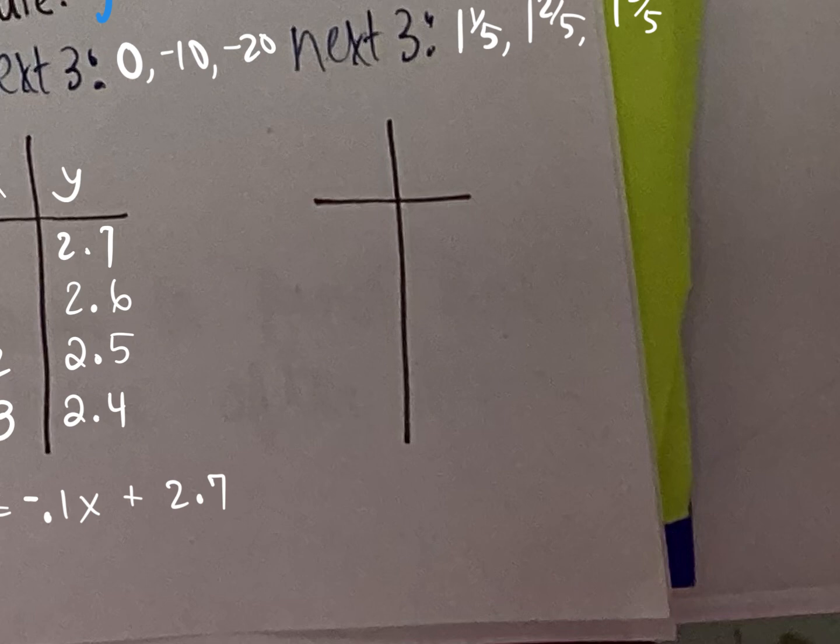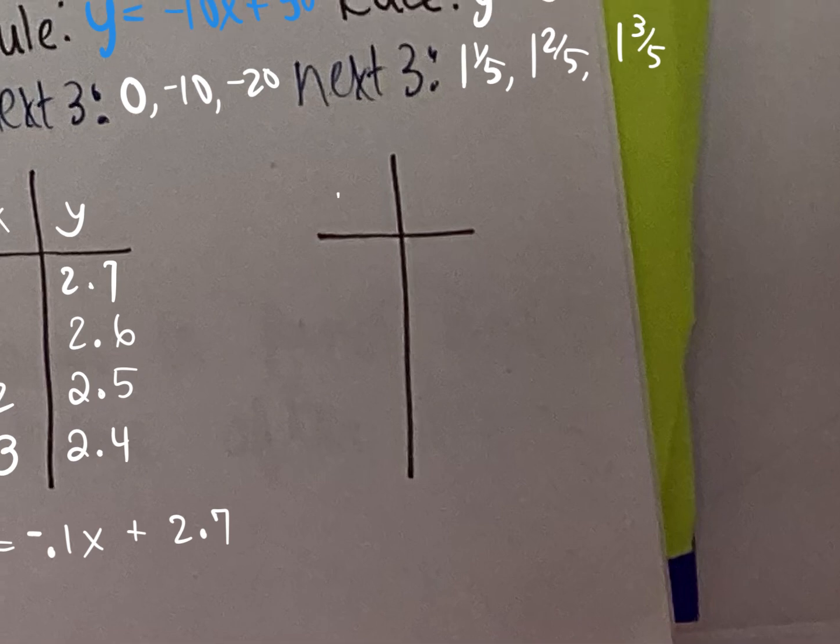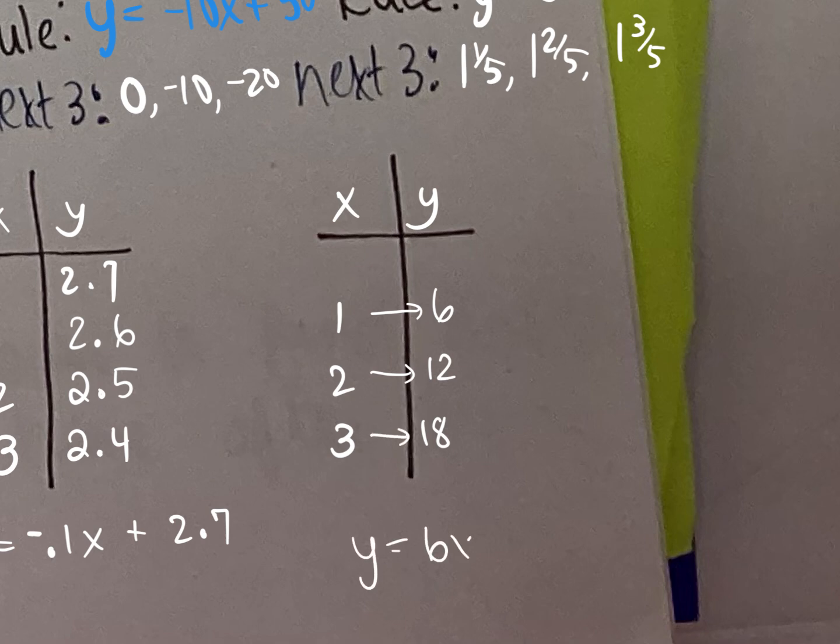All right, last one. All right, type in the rule for this one. You could notice that there's a times 6 pattern going sideways, or you could notice that we're adding 6 each time, and if I back it up, I get 0. So the answer is y equals 6x.